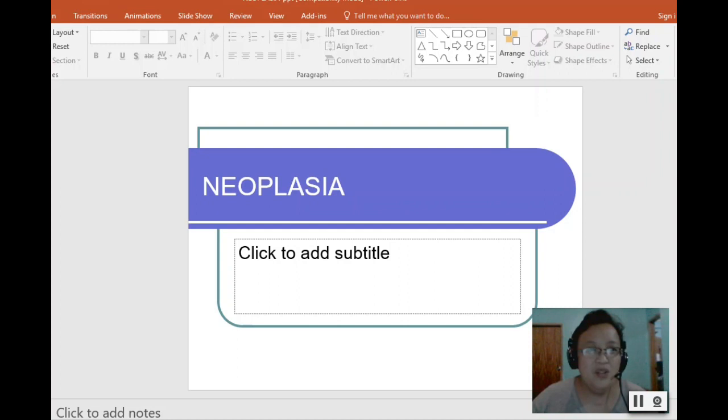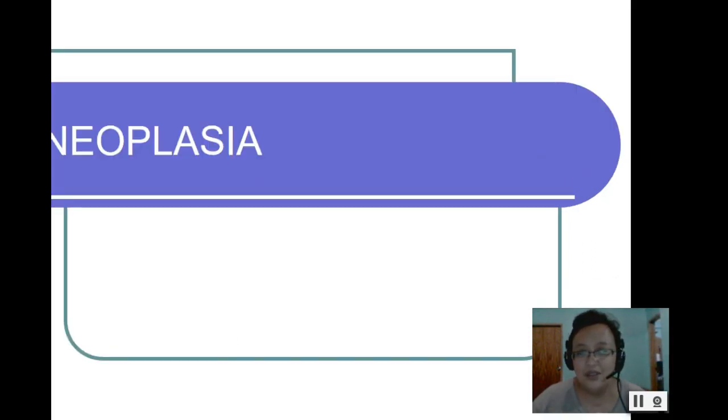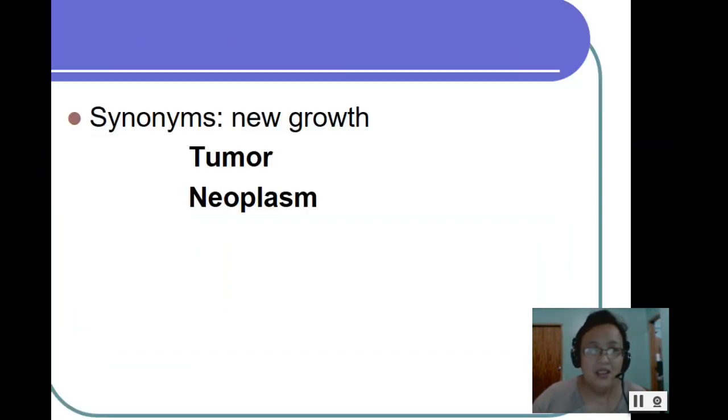So, what do you understand when you say neoplasia? Anong napupunta sa mind ninyo? Neoplasia. Okay, so it refers to a tumor, a neoplasm. It refers to a cancer, okay, a tumor. Pero alam naman natin when we were studying inflammation that a tumor does not necessarily mean cancer. It can be a swelling or an inflammation or a pamamaga.